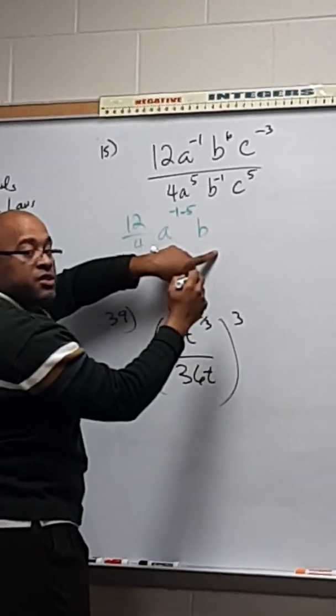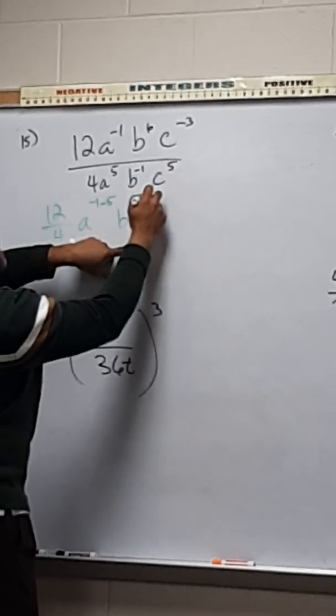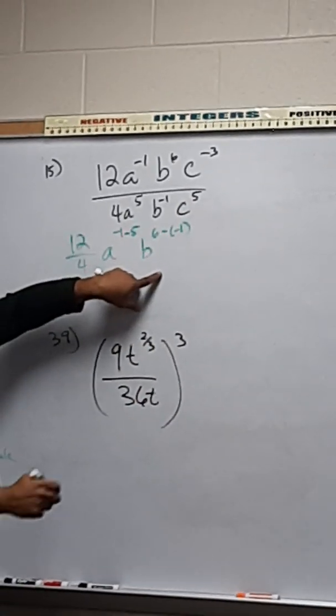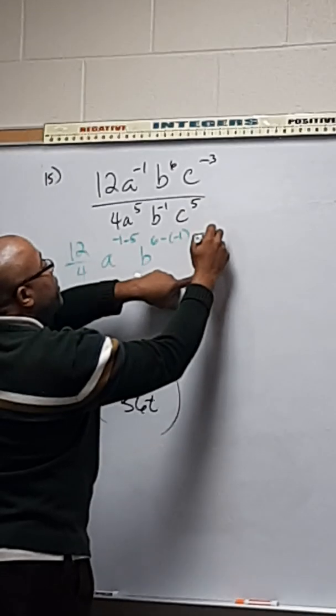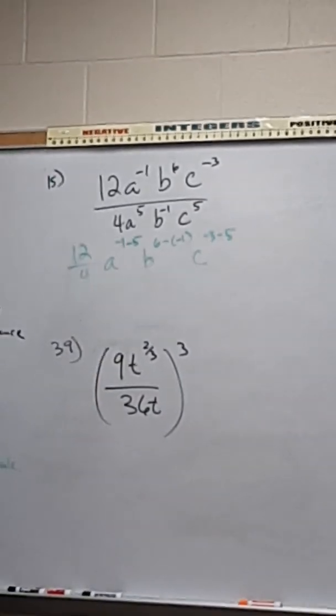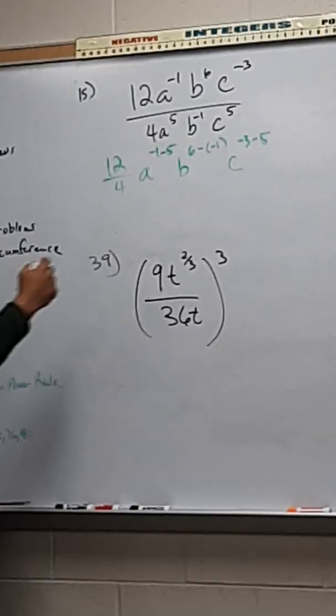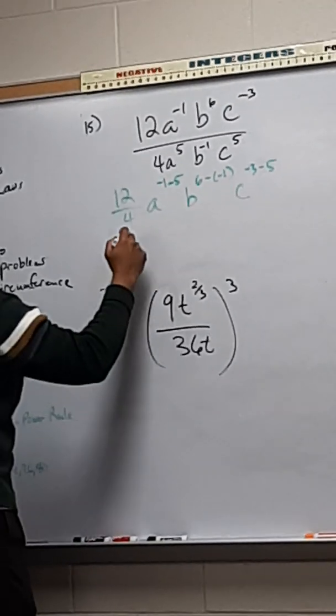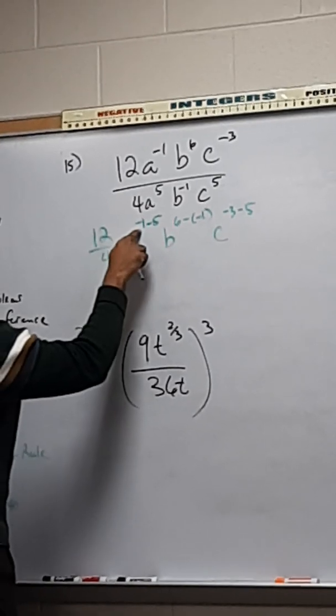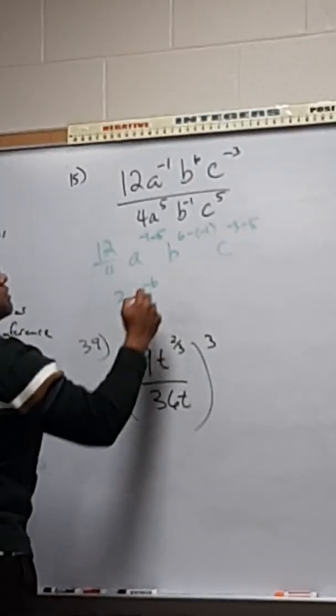B, watch. 6 minus -1. You had that part correct. For C, it's -3 minus 5. You have that? Okay, so now let's finish it. What did you get for 12 divided by 4? 3. -1 minus 5 is -6.